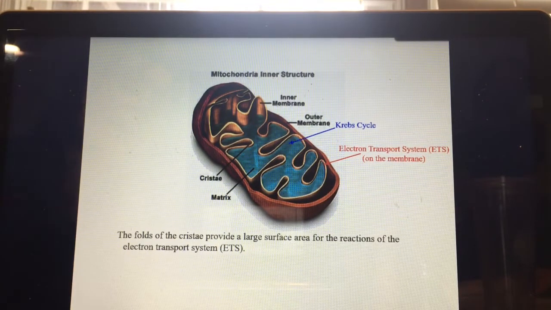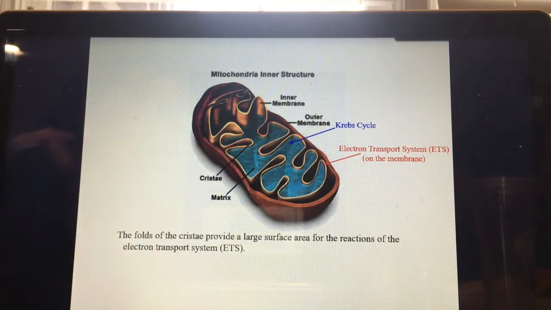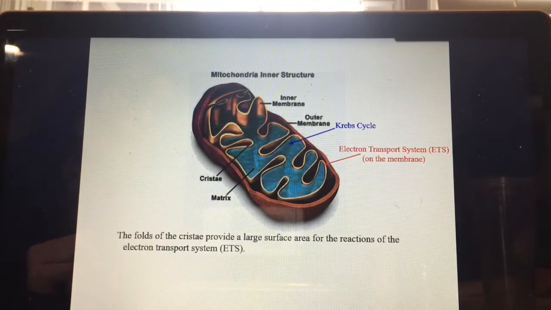on their own. The liquid filling on the inside of the mitochondria is called the mitochondrial matrix, and it is where the Krebs cycle occurs. And the inner membrane is highly folded, and the folds are called the cristae, and because it is so folded, it provides a large surface area for the third part of aerobic respiration, the electron transport system, to occur across that membrane.